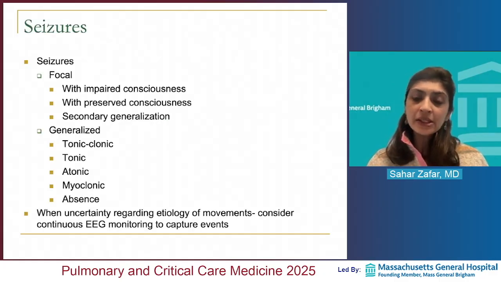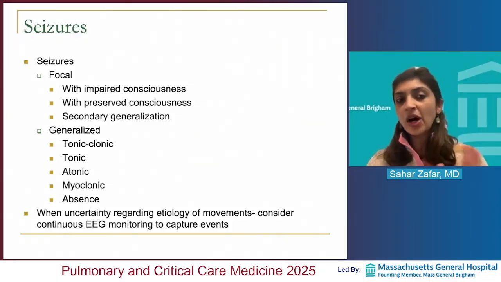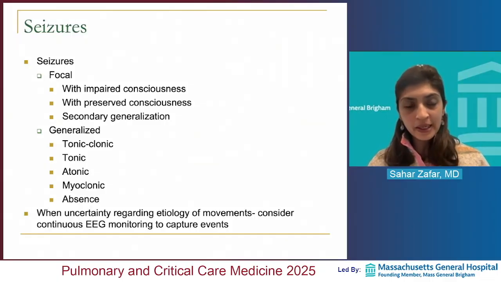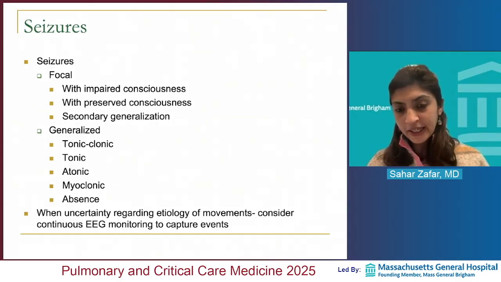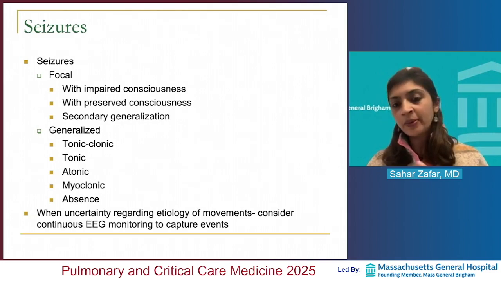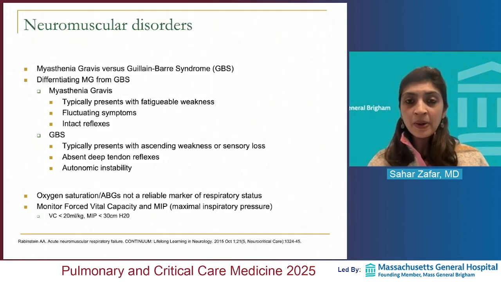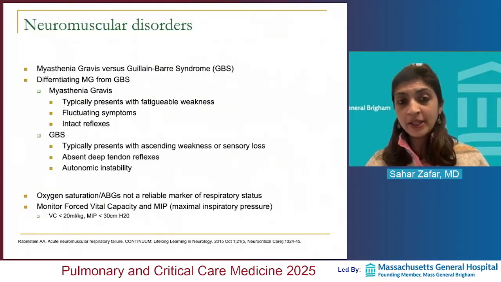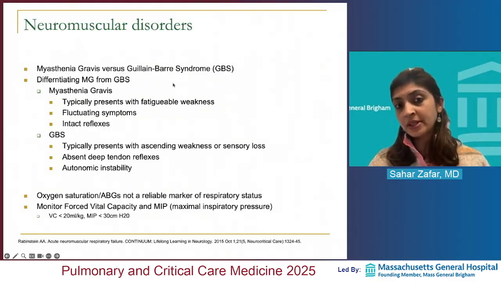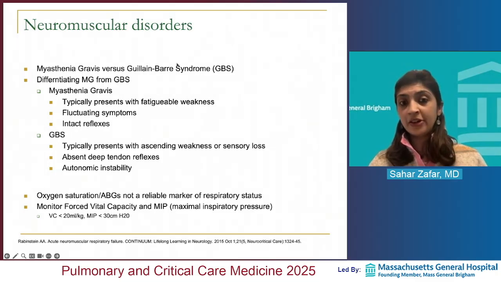Finally, very quickly, disorders of movement. We already talked about seizures, so I won't belabor this more, but they can be focal with or without impairment of consciousness, or you can have tonic-clonic activity. And when you're uncertain whether an abnormal movement is a seizure or not, we can do EEG to capture these. Disorders of movement also include decreased movement from neuromuscular causes. The two most common neuromuscular emergencies we see are myasthenia gravis and Guillain-Barré, or acute inflammatory demyelinating neuropathy.